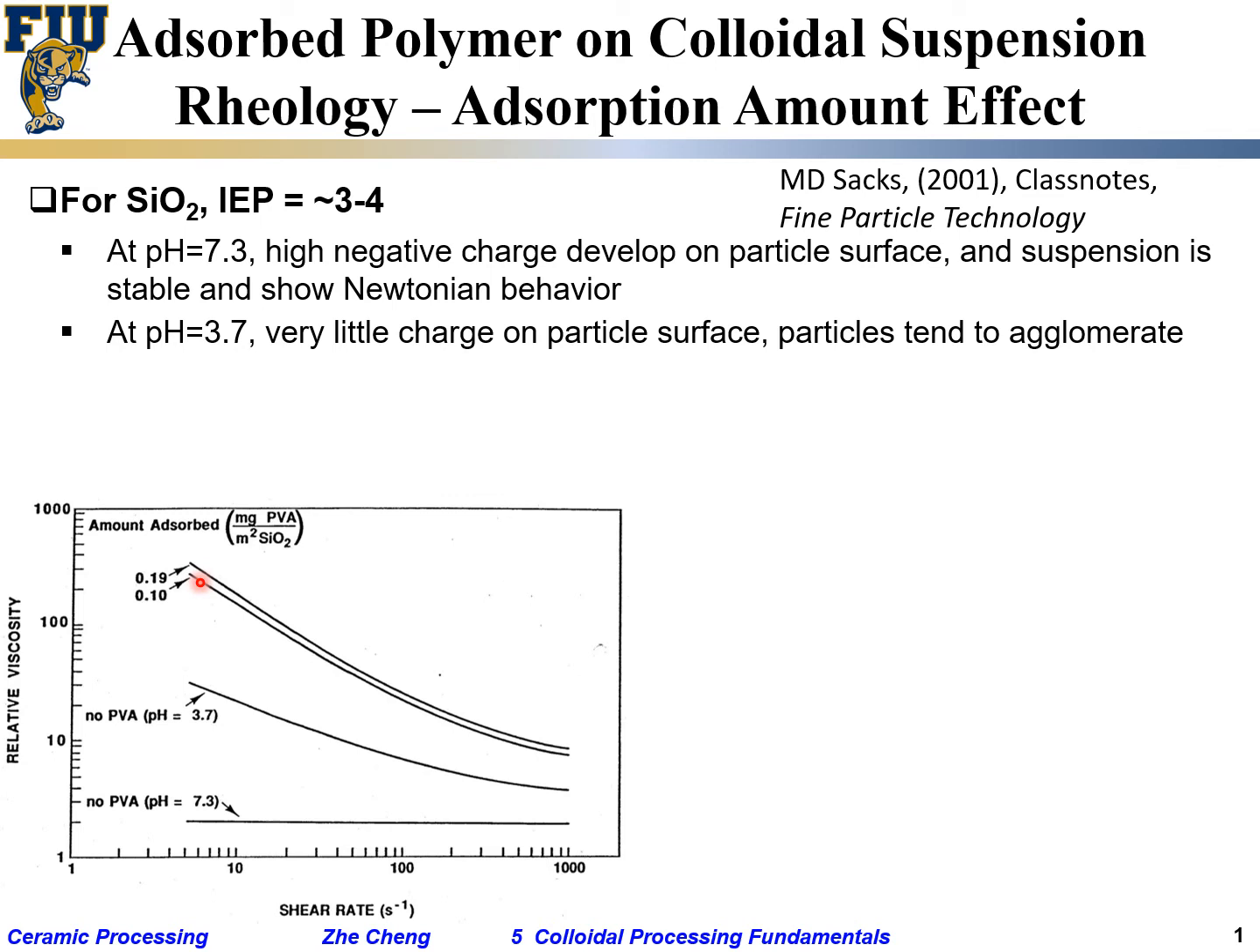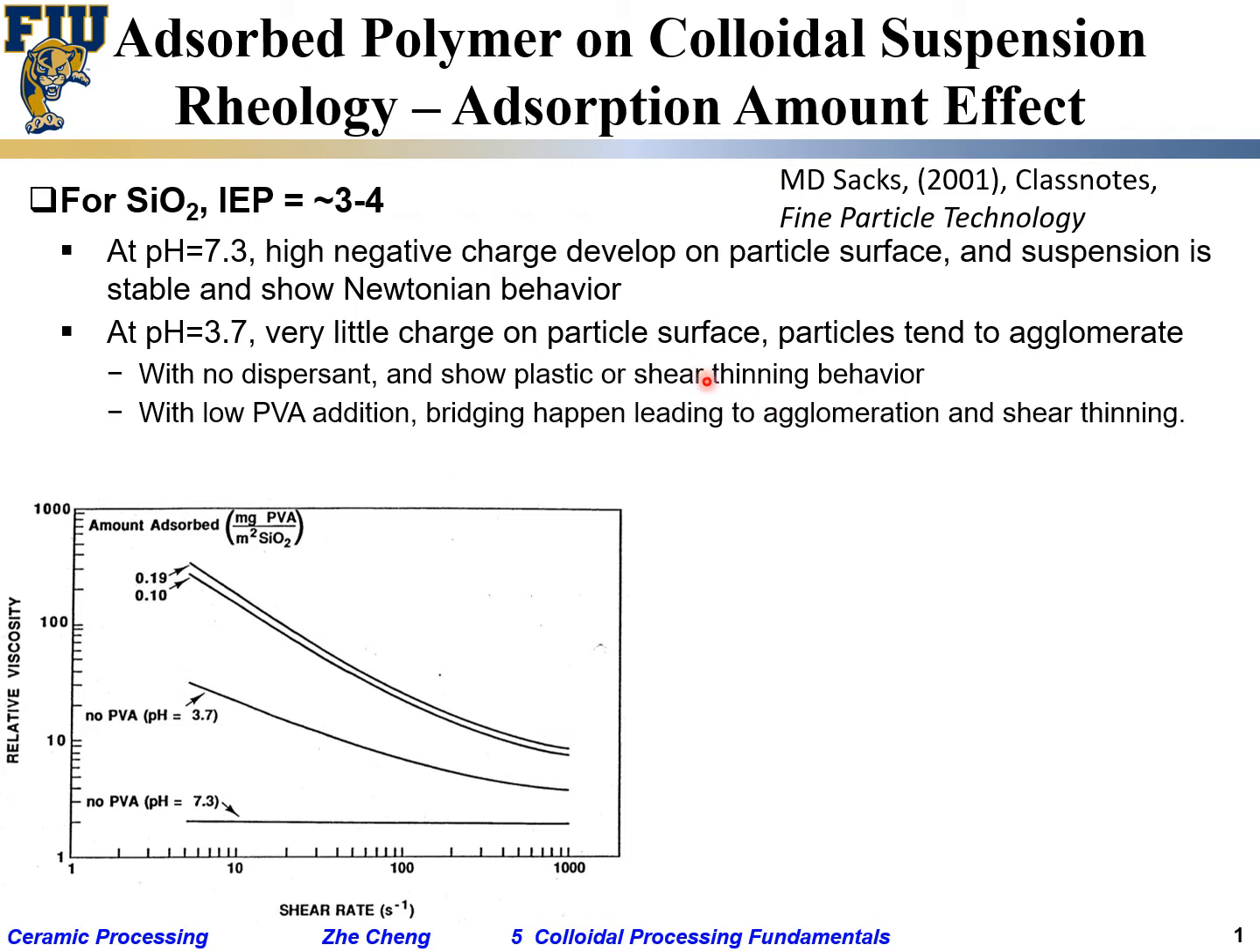We said about bridging flocculation. When the polymer coverage on the particles is low, a little bit of polymer, when they get close to each other, the polymer starts to, I use a word, so-called entangle, hook up to each other. That's what gives the higher viscosity. But it shows the shear thinning behavior. No dispersant shows plastic shear thinning behavior due to agglomeration. A little bit of polymer, they start to entangle each other, bridging.